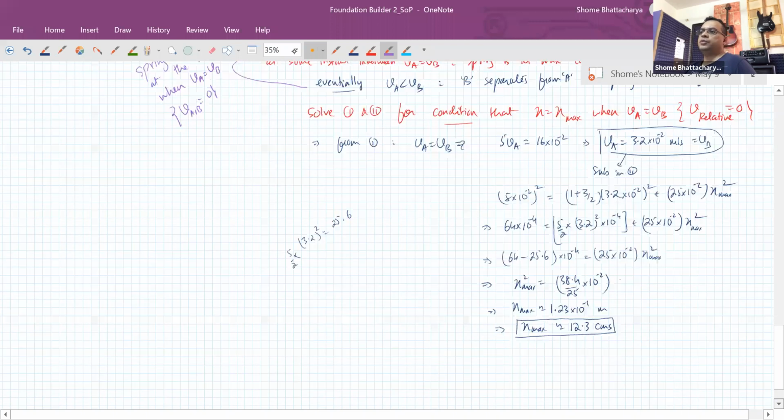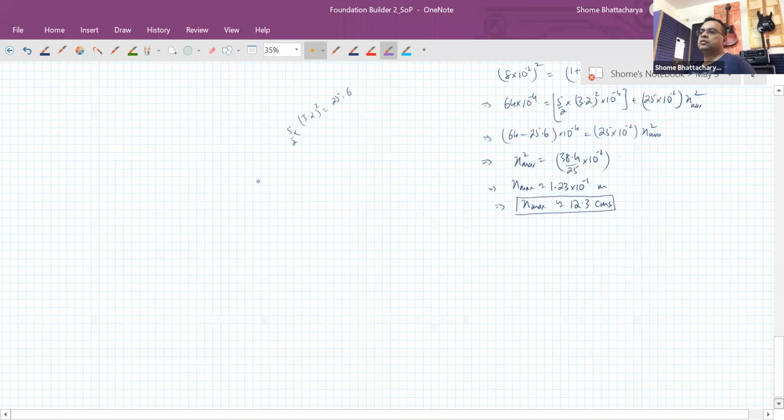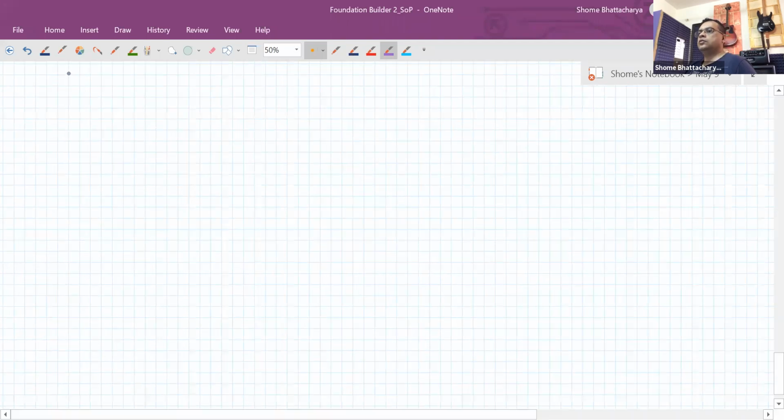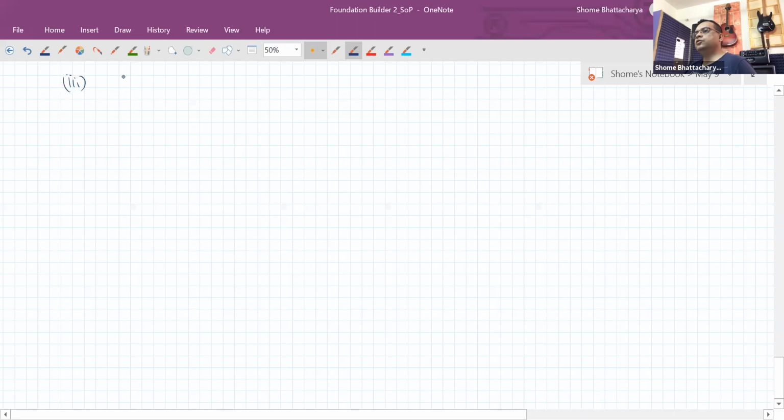Okay, now let's come to the third part. So in the third part, what we have to do is we have to find the maximum speed for B. Okay. So again, for that, what we'll understand is that as long as the spring is compressed, what is happening to B is that it is getting pushed, it's getting accelerated.